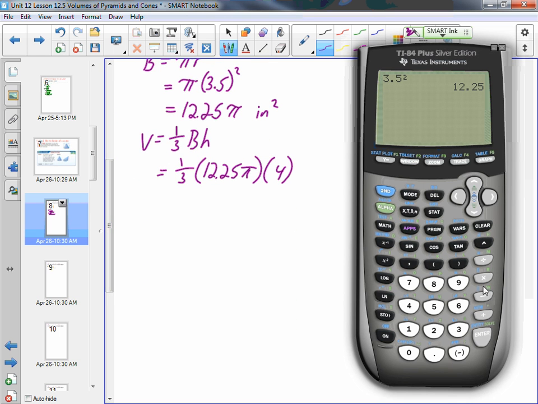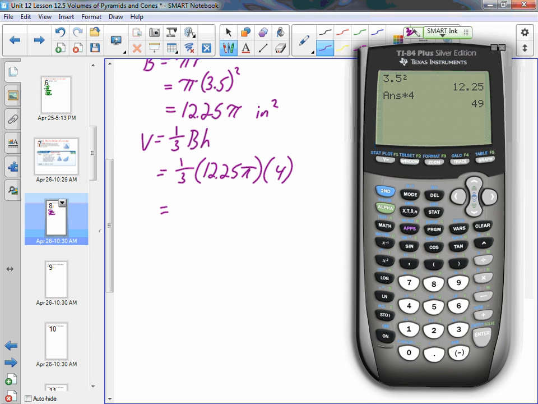All right, 12.25 times 4 is 49. Now, I'm going to do this. Maybe, because sometimes we're going to get lucky here, and whatever we come up with will be a multiple of 3, and the 1/3 will multiply by it, and we'll get a whole number. But not in this case, right? 49 is not a multiple of 3. So we can do this, though.